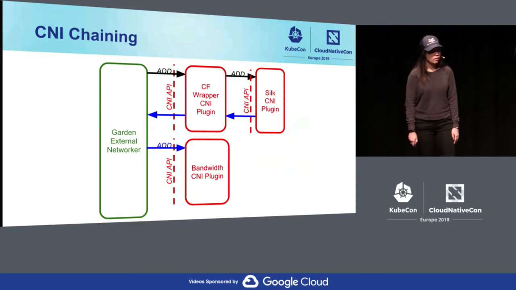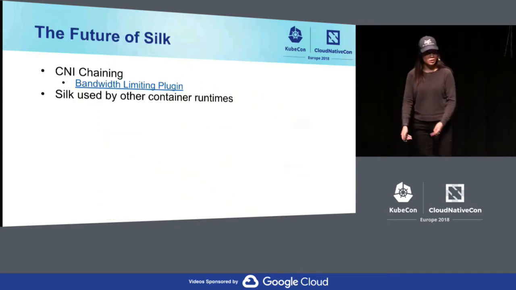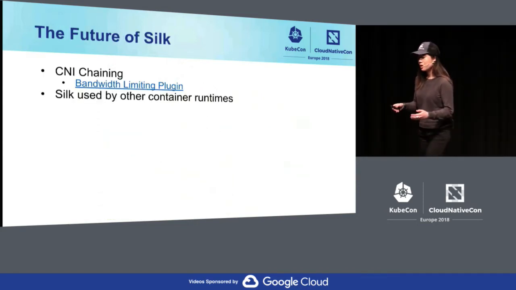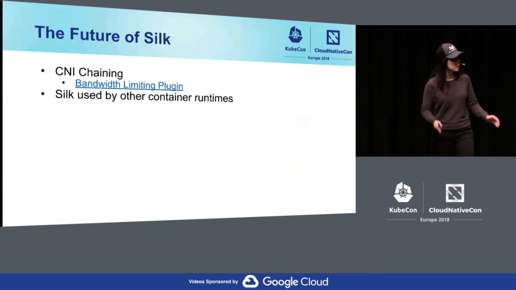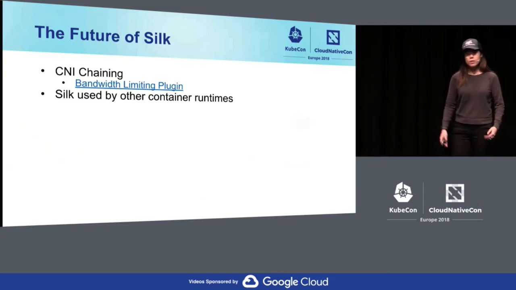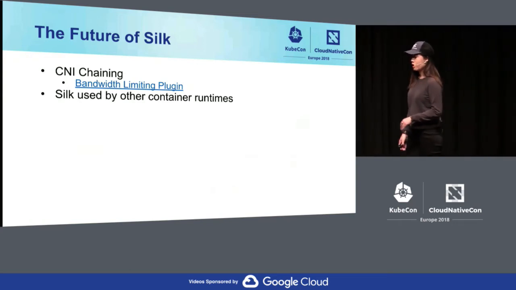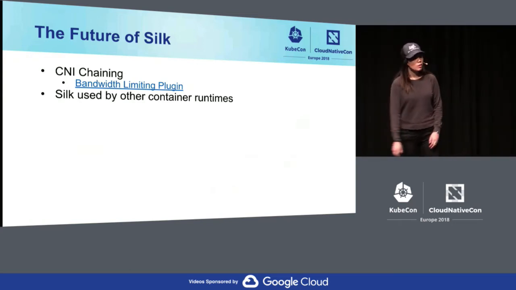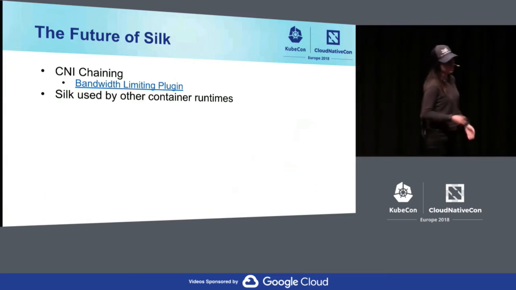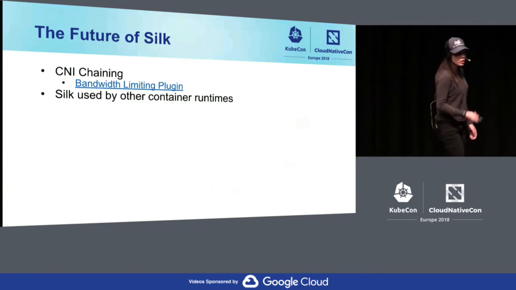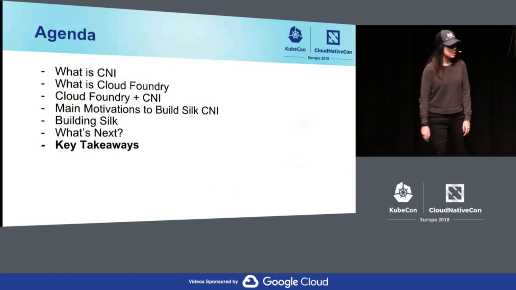The second thing we're looking at for the future of Silk is having it used by other container runtimes. So at its core, we said Silk is a CNI plugin designed for the Cloud Foundry use case, and this is true. But we think that it could be useful for other container runtimes as well. We've done work in the past to see that it runs as a CNI plugin for Kubernetes, but there's still some work to be done before it would be something we'd consider production ready. So this is on our radar as well. These are just a couple of things that we're looking at for the future of Silk, but with that, I'll let Usha take it off with key takeaways.